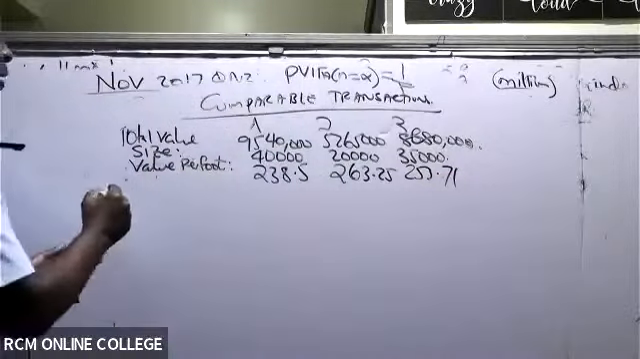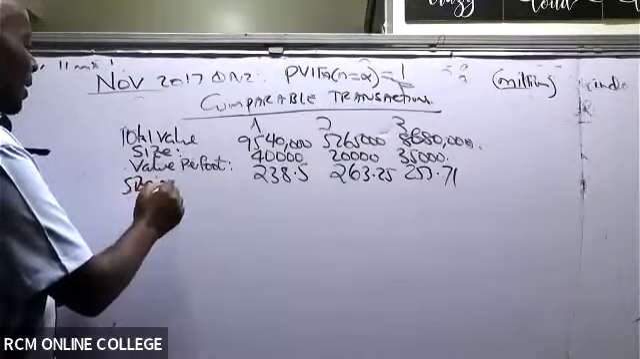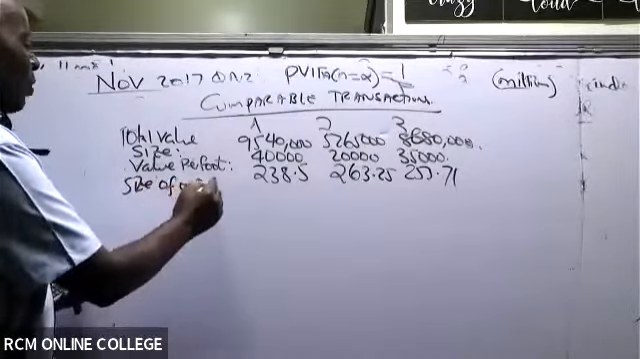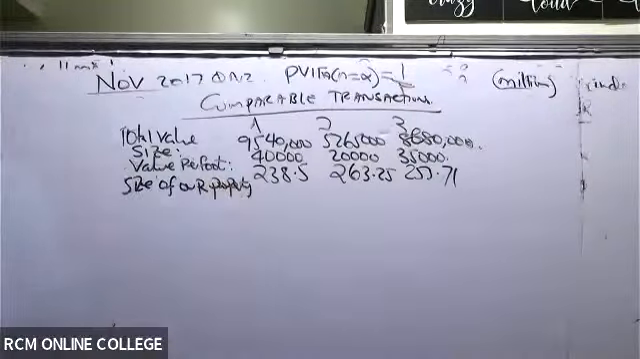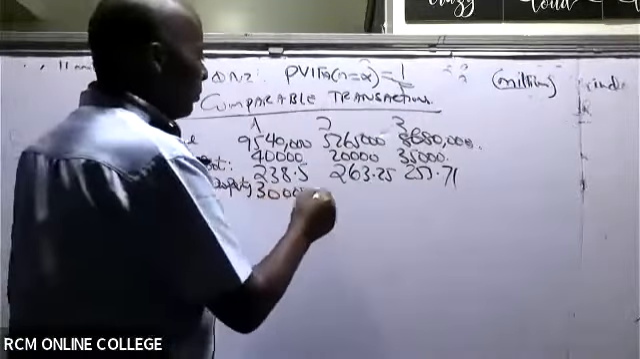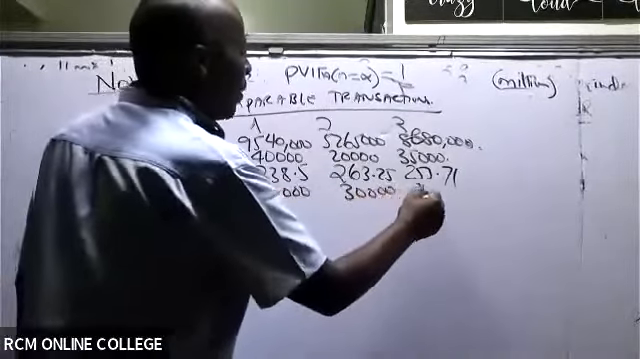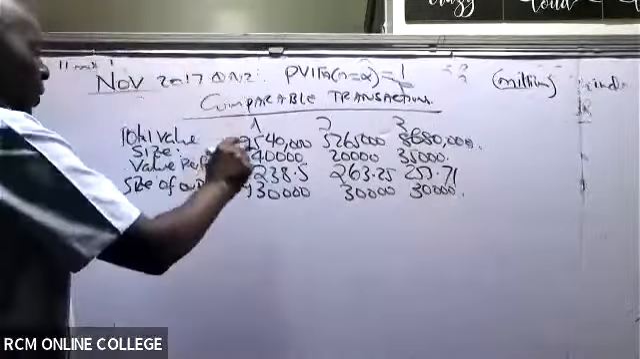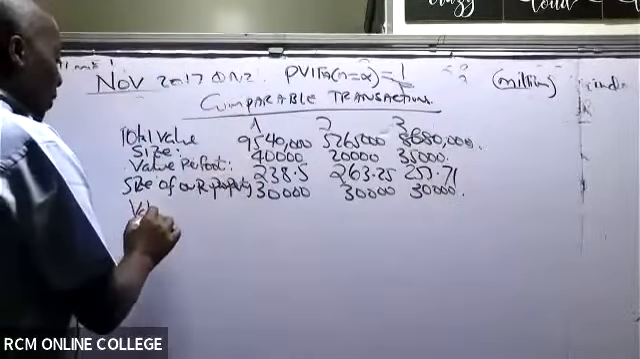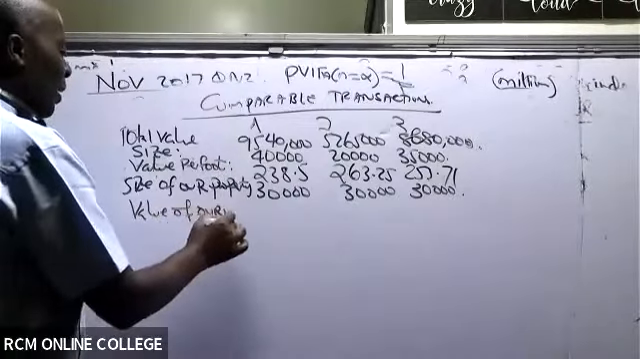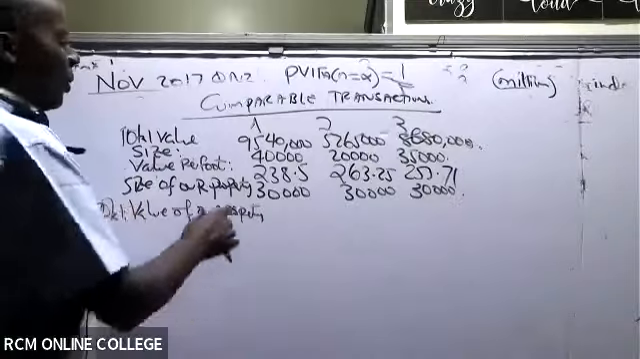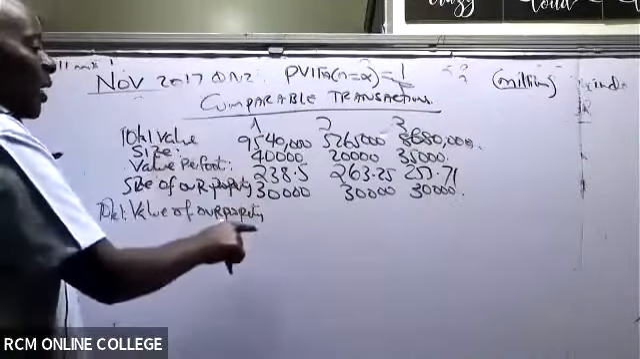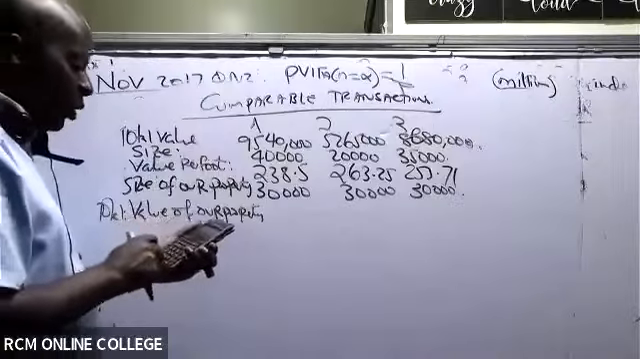Yes. And then now we have here the size of our property to be valued. Regardless of the property in question, our property is 30,000 feet. Therefore, on the basis of this, you'll be able to get the total value of our property. Remember, this is per foot. So on the basis of property 1, our property then will be valued at what?